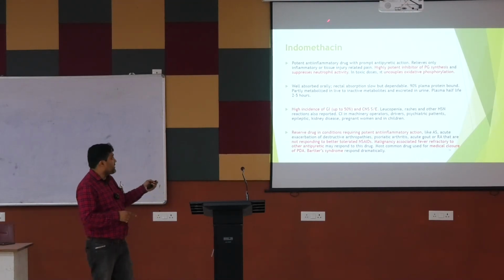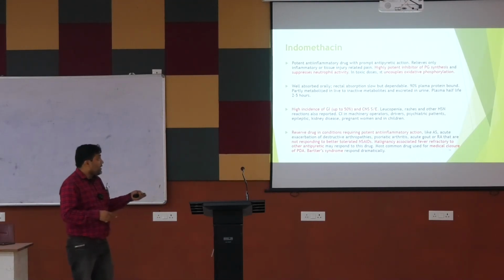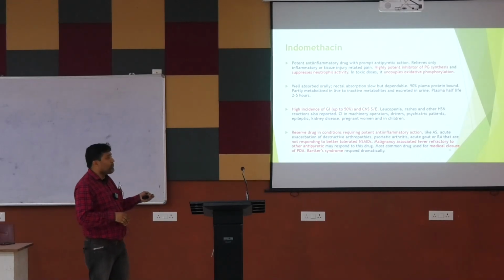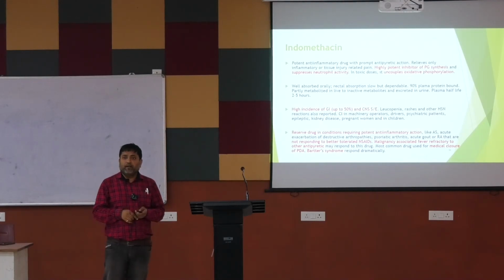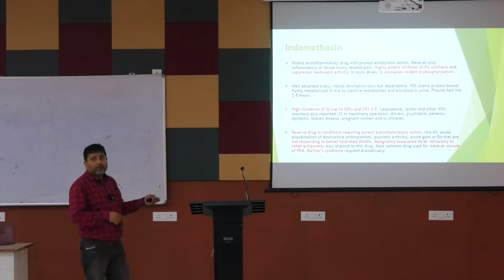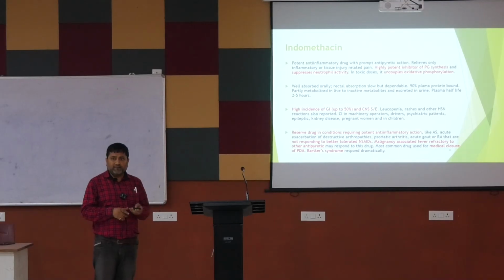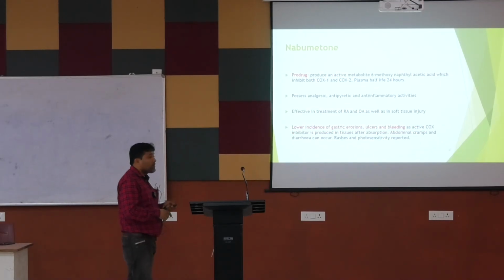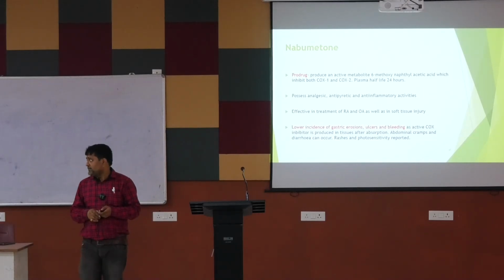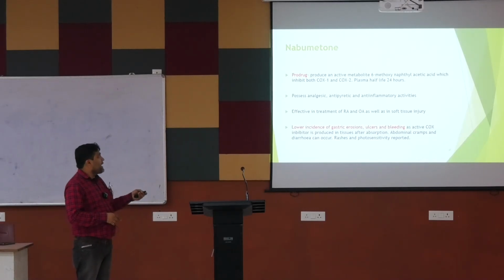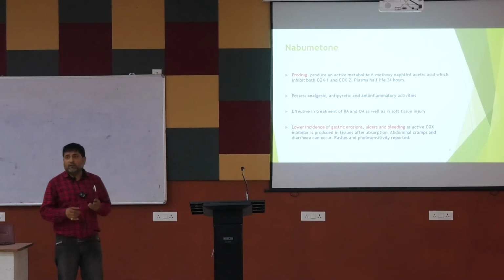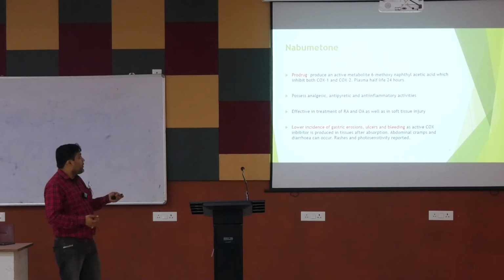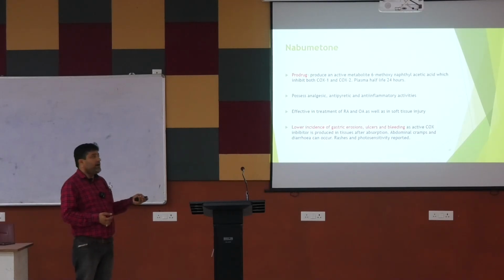It has only that much anti-inflammatory action. It is the most common drug used for medical closure of patent ductus arteriosus. And the other use: Bartter syndrome responds dramatically to indomethacin. Nabumetone is a prodrug. The active form is 6-methoxy-naphthyl acetic acid. It has analgesic, anti-inflammatory and antipyretic action, with a lower incidence of gastric erosion, ulcers and bleeding.